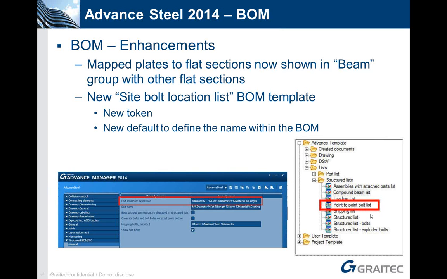It's not available yet in the quick documents, so you have to go to the BOM editor and you have access to this template, whose name in English is point-to-point bolt list. You can specify how you want to display the bolt name in this list with a new default which is available in the GRAITEC Advanced Manager 2014.